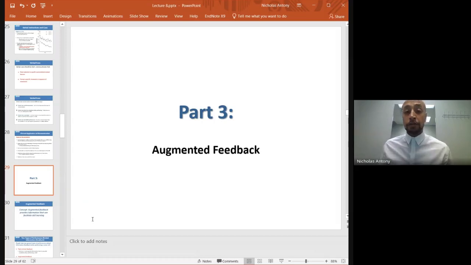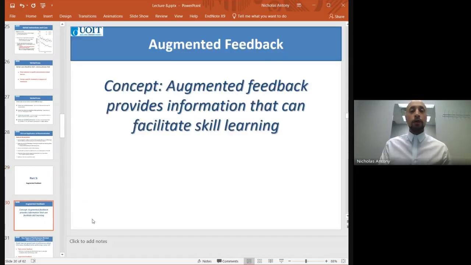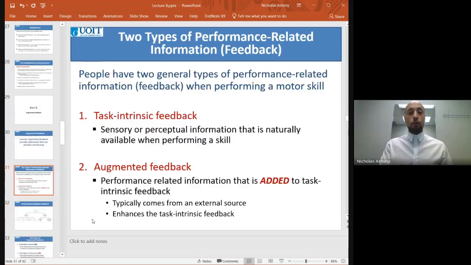Okay, so now we're on the second half of this lecture, and we're going to be talking about augmented feedback. The concept is that augmented feedback is providing information to learners that can help enhance or facilitate skill learning. So when you have someone practicing a motor skill, there are 2 types of feedback that could be provided to the person performing the motor skill.